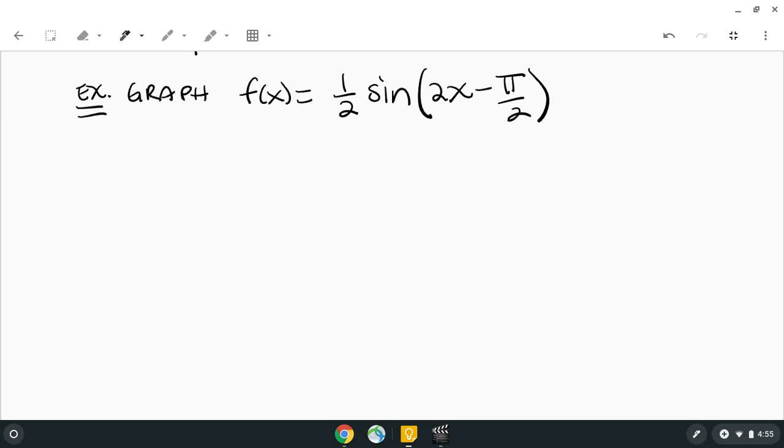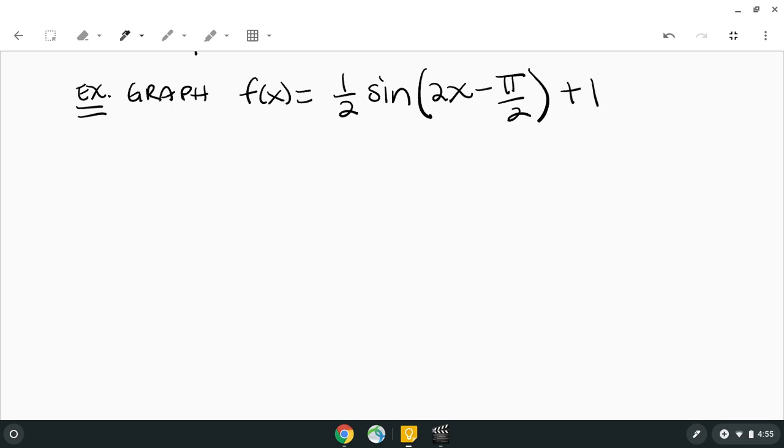So this is why I say it's a little more complicated to figure out the shifting once you start doing this 2x. If it just said x minus pi over 2, then yeah, that's an easy shift. That's a shift to the right pi over 2 units. But here it says 2x minus pi over 2, which changes things.